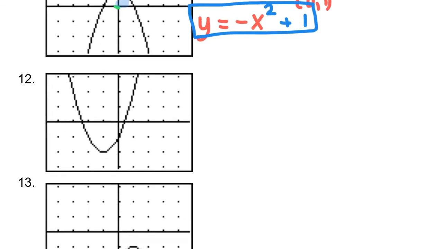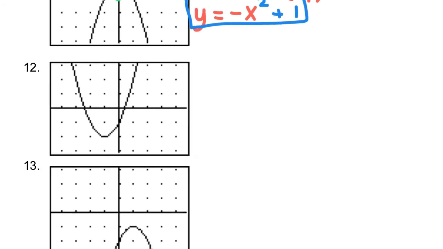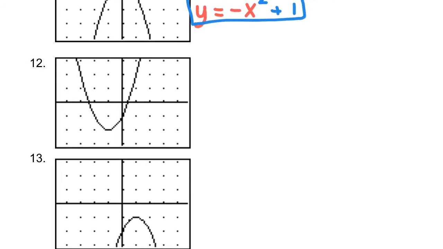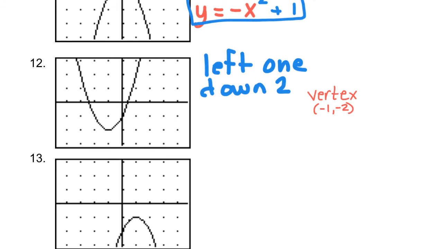Look at number 12. Try number 12 and 13 on your own. Please pause the video here. On number 12, we see a shift of left 1, down 2, and a vertex of -1, -2. So in this case, the function will be y equals, open parentheses, x plus 1, don't forget the squared, and then minus 2.